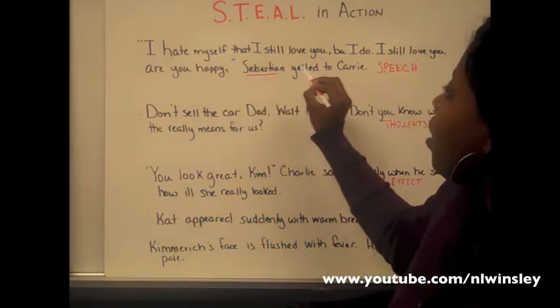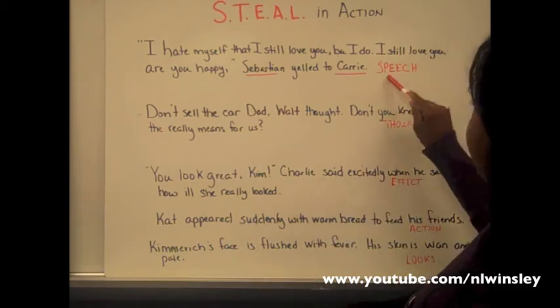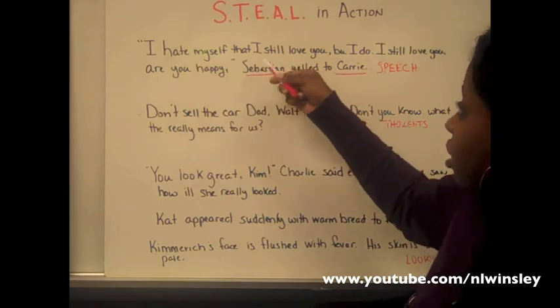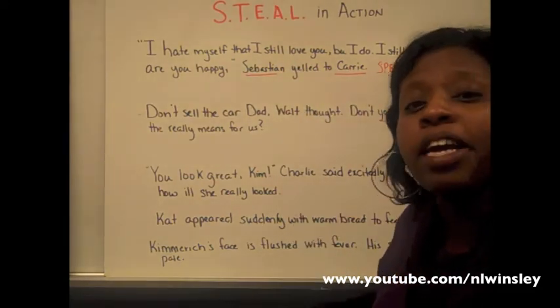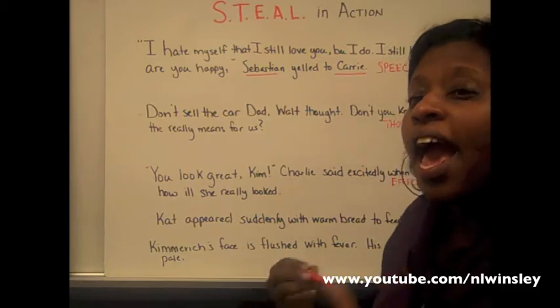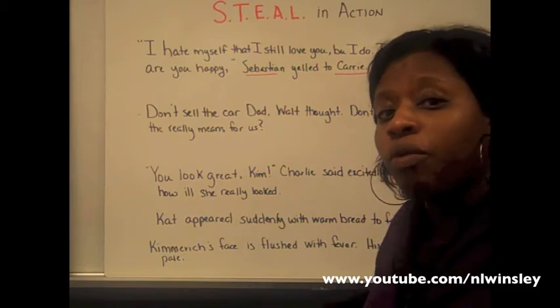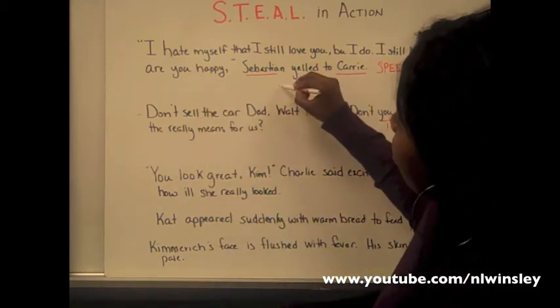So what does this reveal about Sebastian through what he is saying, or his speech? Clearly he says he hates himself, that he still loves you, but I do. So clearly Sebastian's real emotions are he doesn't really hate Carrie, he hates himself. So what can we infer from this? Sebastian is still in love with Carrie.